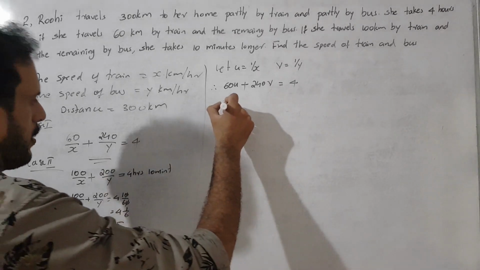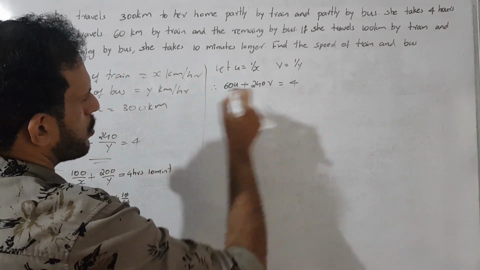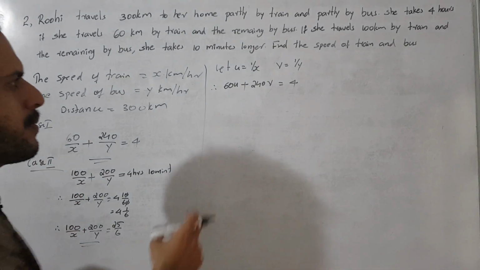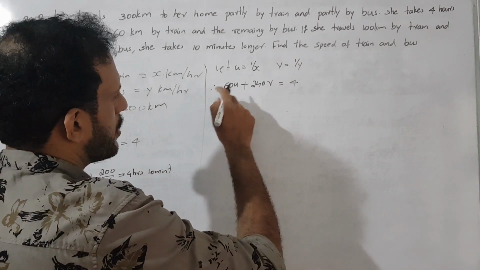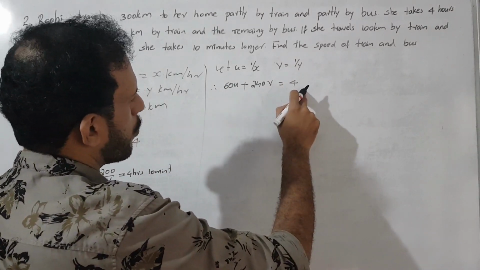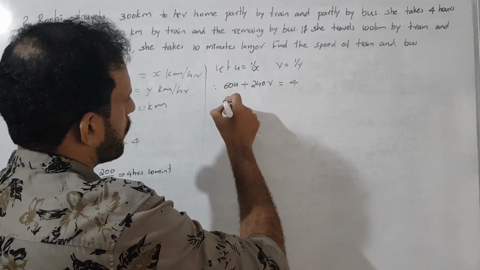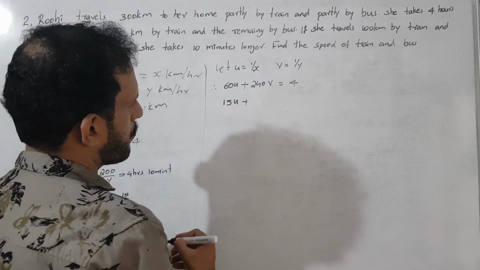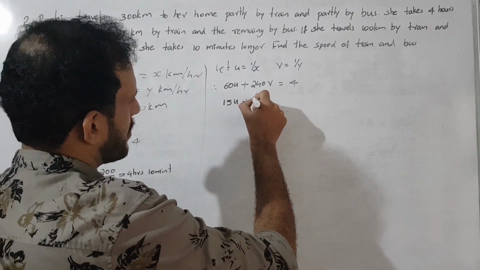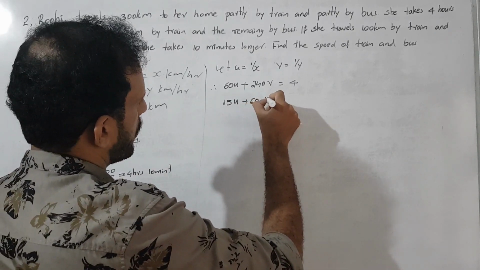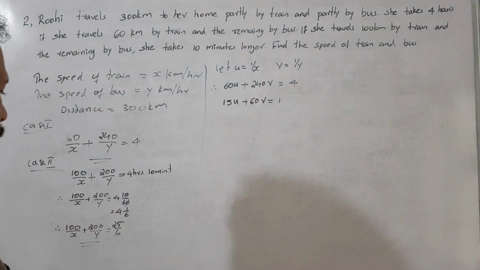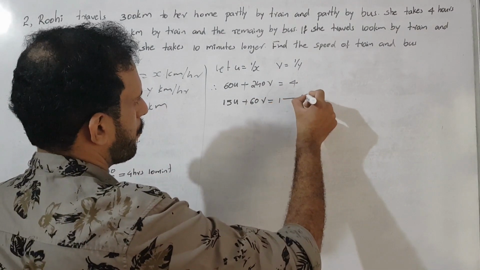Then here it is possible to reduce by 4, correct? It is possible to reduce by 4. Then we are reducing that one. We divide all by 4. What do you get? 60 divided by 4 is 15u plus 60v is equal to 1. Okay, then that is equation 1.